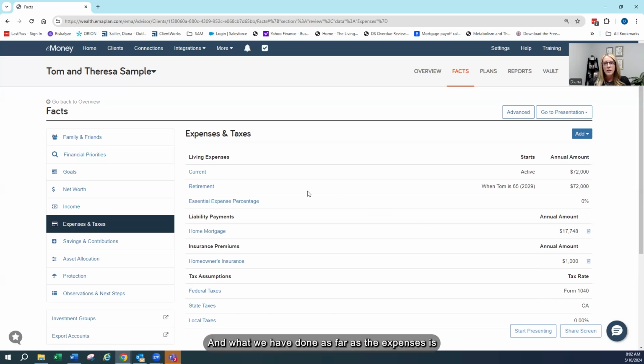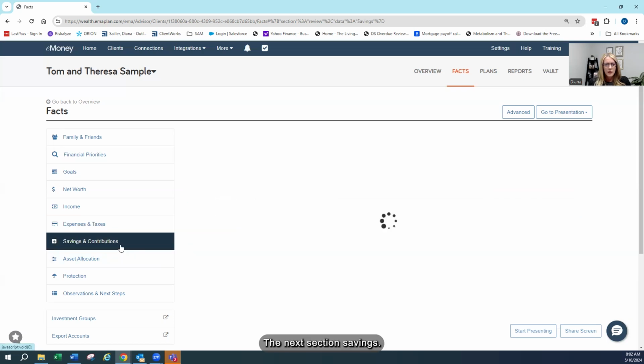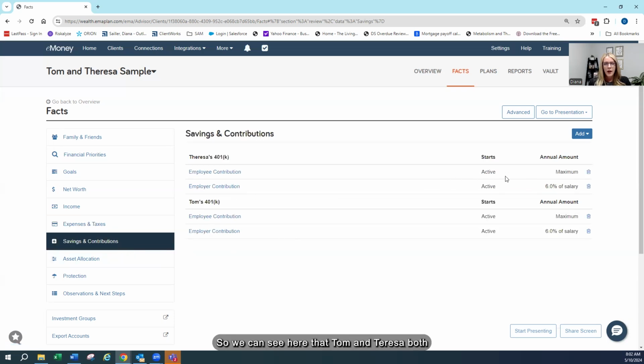And what we have done as far as the expenses is we have added a 3% annual increase to account for cost of living increases and also inflation. The next section, savings. So we can see here that Tom and Teresa both are contributing the maximum amount to their 401k plans, and they're also receiving a 6% contribution from their employer. So let's see, based on all these assumptions, what this plan would look like.